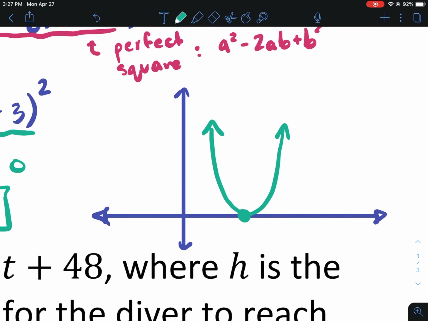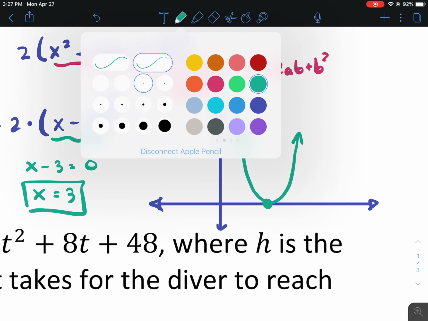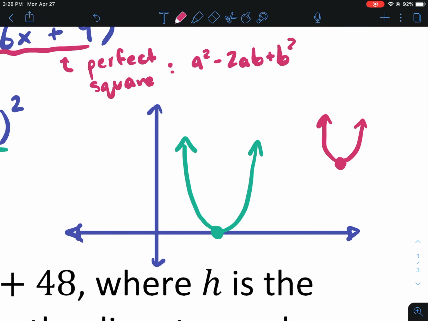And there's also a case where we have no solutions or no x-intercepts, right? And that would be something like this. If I had, let's say, a vertex that was above the x-axis and my graph opened upwards, this parabola will never hit the x-axis. We'll never have any solutions. This is an example of no solutions.